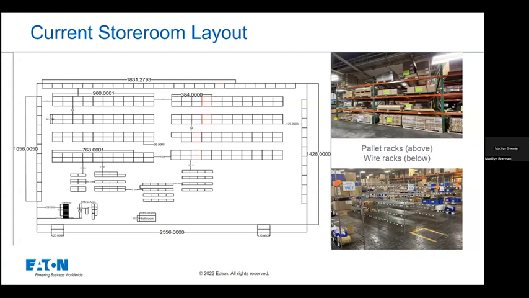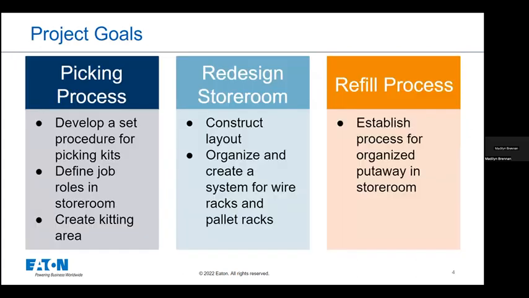The larger rectangles that you see on the top of the layout are pallet racks, which you can see on the top right-hand picture. The smaller rectangles towards the bottom of the layout are wire racks, also seen to the right. On the very bottom of the image in the left-hand corner, you'll see their shipping and receiving area. To the right of that is their office, then their bathroom, and then the outbound to production is in the far right-hand corner.